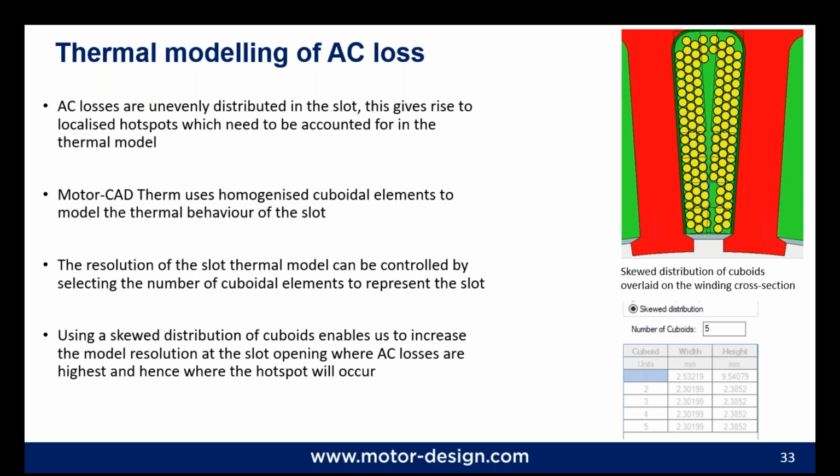In this case, we're using a skewed distribution, where we use more cuboids nearer the slot opening where there are bigger AC losses, to capture the detail, and then towards the back of the slot we have just one larger cuboid, as the current density distribution is much more even, and we don't need such high resolution.